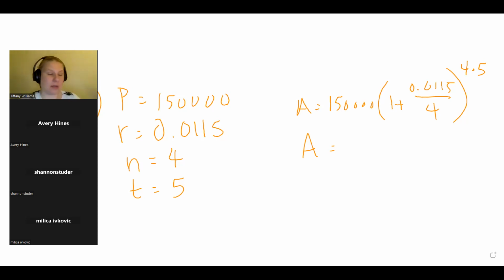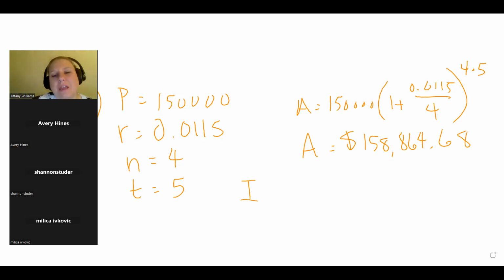So again, this is just a plug and chug. If we punch this in, we're going to end up with an A value of $158,864.68. So that's how much money we have by the end of this. So how much interest did we earn? Because that's actually part of the question. They wanted to know the compounded amount, and then they wanted to know how much interest earned. So how would I find my interest earned?